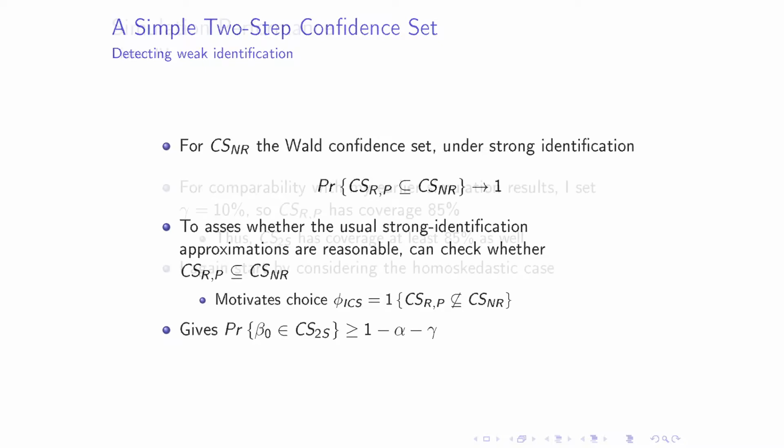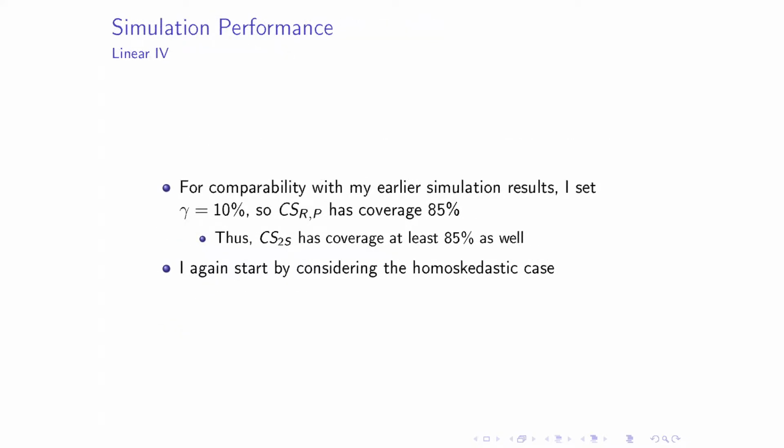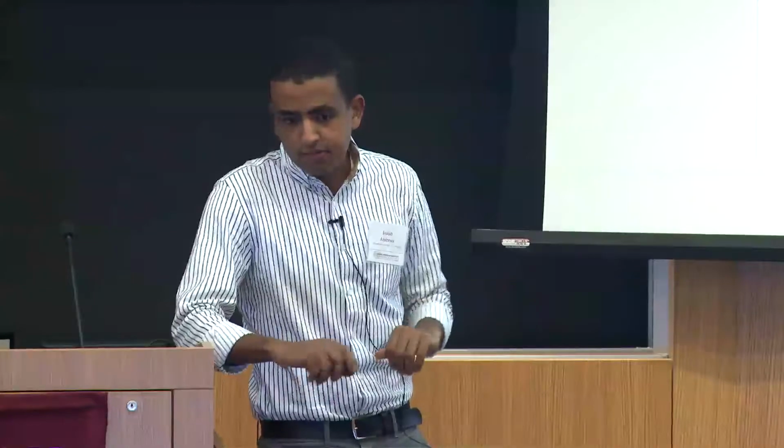In particular, for comparability with the earlier simulation results based on the first stage F-statistic, here I'm going to set gamma, the maximal coverage distortion, equal to 10%, so that this two-step confidence set will have coverage at least 85%. And I'll start by considering the homoskedastic case.